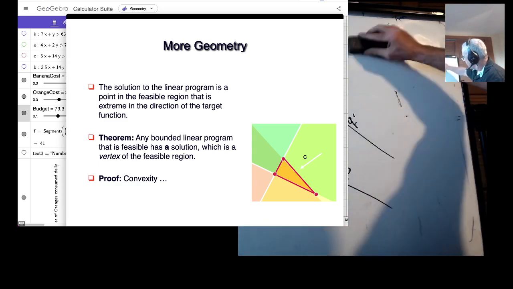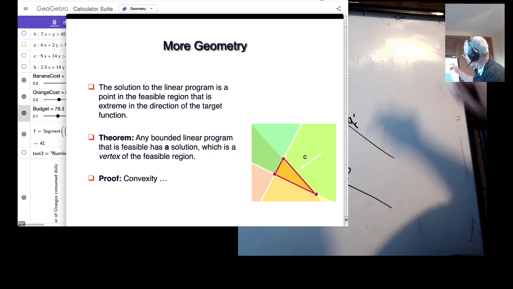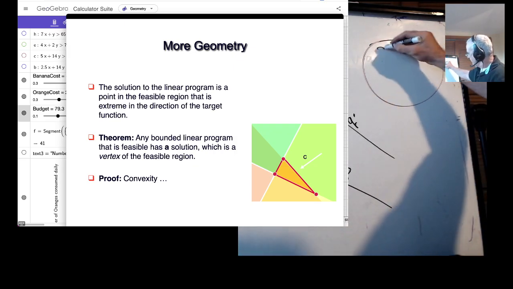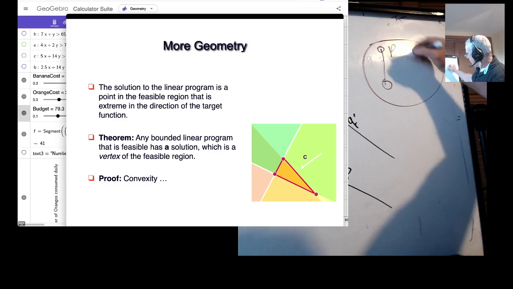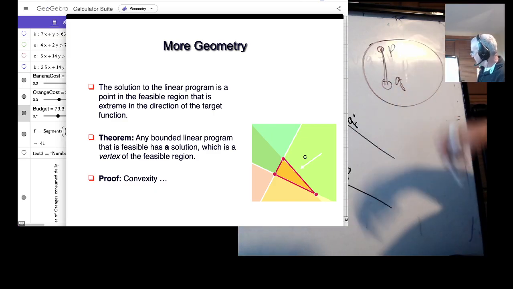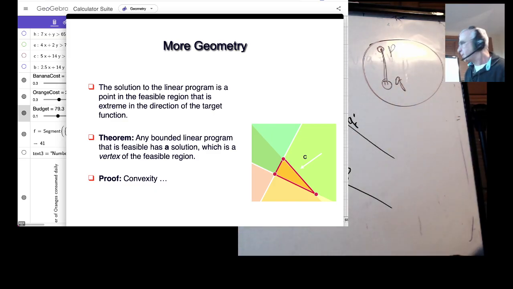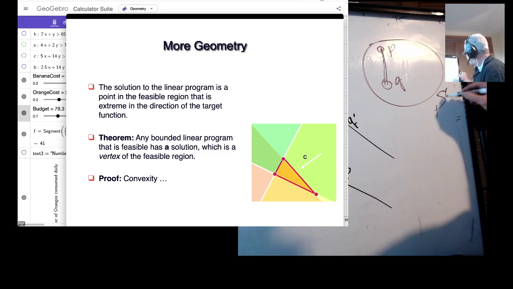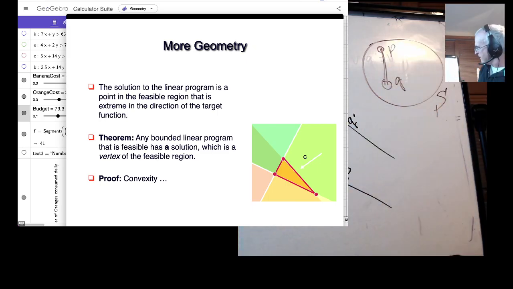Just to tell you very quickly, convexity means a shape is convex if for every 2 points, P and Q, the whole segment connecting them is also inside the shape. If you have 2 points inside the shape, then the whole segment connecting them is also inside the shape.